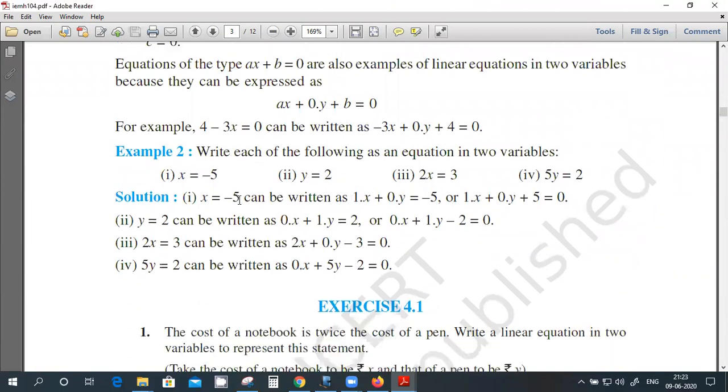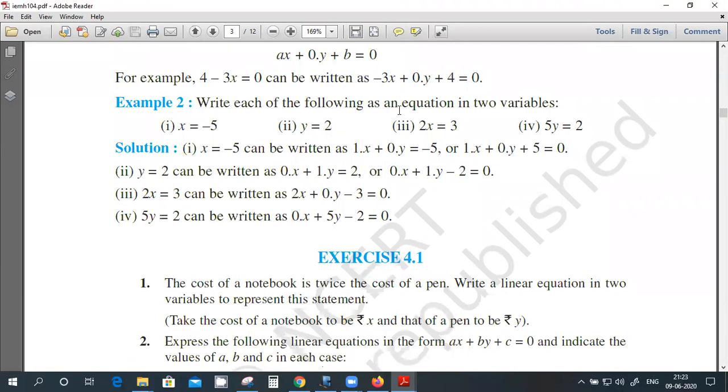Okay, linear equations in two variables. This is x plus 0 times y plus 5 equal to 0. That's what they have done. Yeah. 0 times y minus 5. Or you can write like this.